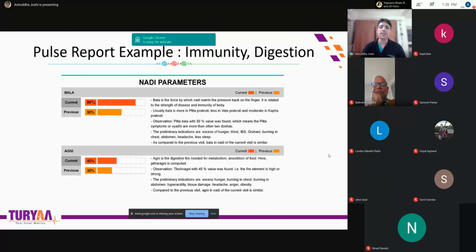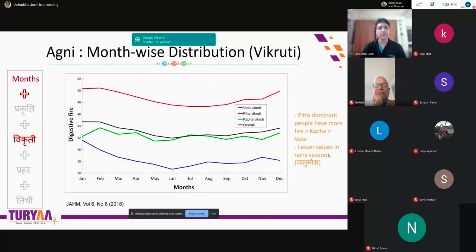I will come back to Bala parameter also. So Agni is Jatthar Agni, basically the conversion, the Indhan for converting the food into energy part, and so on. So in simple terms, we can visualize our Jatthar Agni as low or high. We say that as kami bhook lagli hai, jasta bhook lagli hai, and so on. So that's we can visualize that in our head in such format.